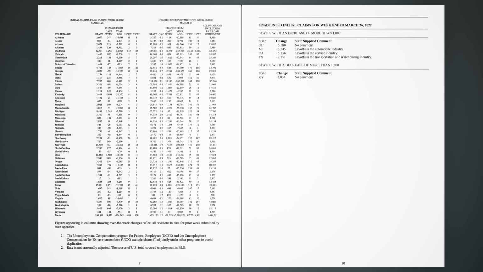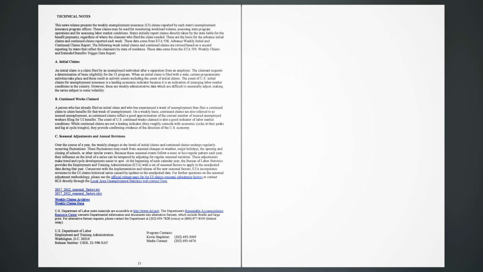States with a decrease of more than 1,000. State, change, state supplied comment. Kentucky, minus 2,034. Technical notes. This news release presents the weekly unemployment insurance, UI, claims reported by each state's unemployment insurance program offices. These claims may be used for monitoring workload volume, assessing state program operations and for assessing labor market conditions.